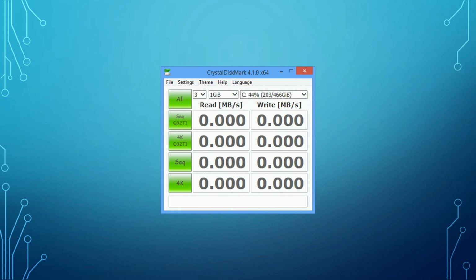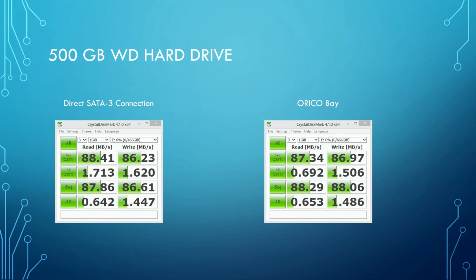For the benchmarking, I used the well-known CrystalDiskMark 4 with its standard settings. Here are the results. Let's start with the hard drive. The ORICO bay was as fast as the direct connection to the SATA in the computer. Only minor differences exist. These differences occur also if you do the test several times under the same conditions.